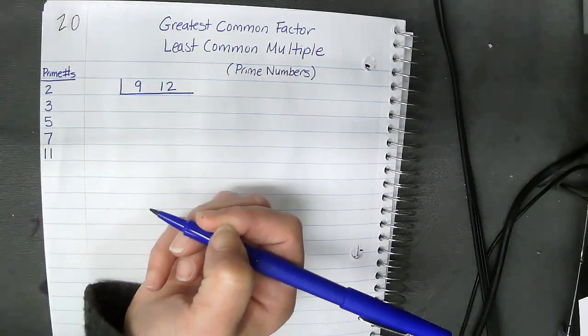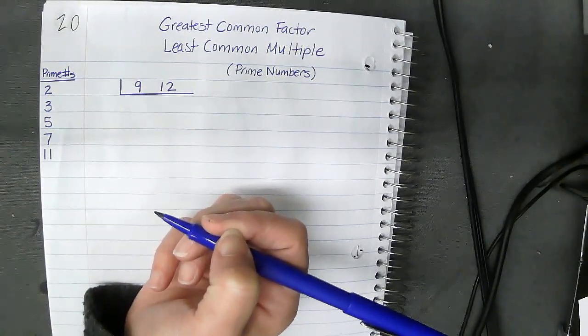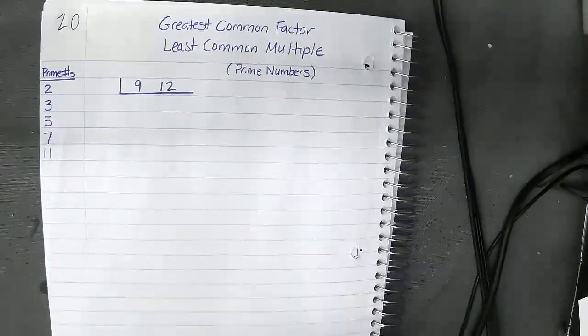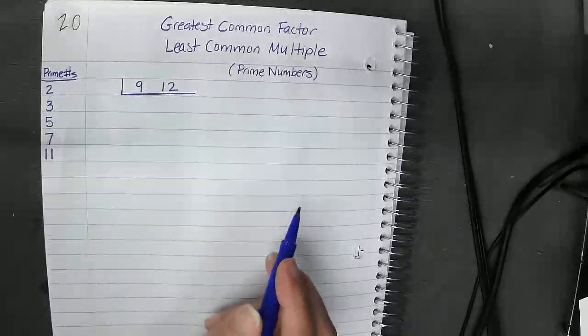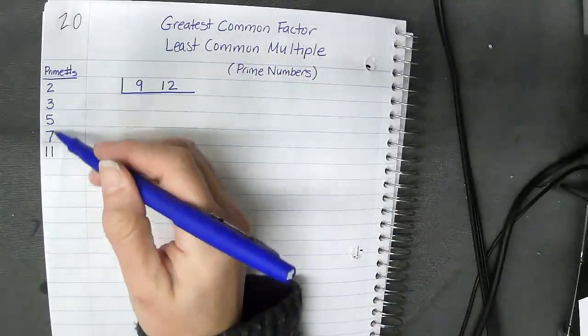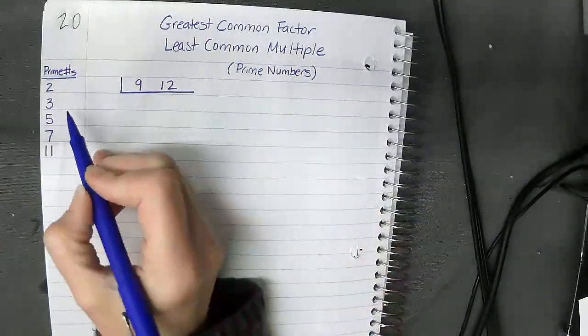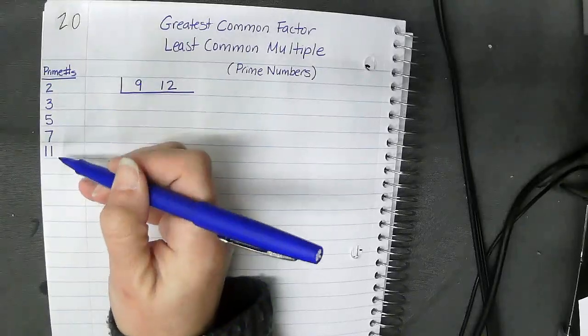You can Google and see, if you just Google chart of prime numbers, they'll list them out for you, like up to 100 prime numbers. For our sake, we really only need these. So just have this list off to the side. So you always start with the 2 and you work your way down.